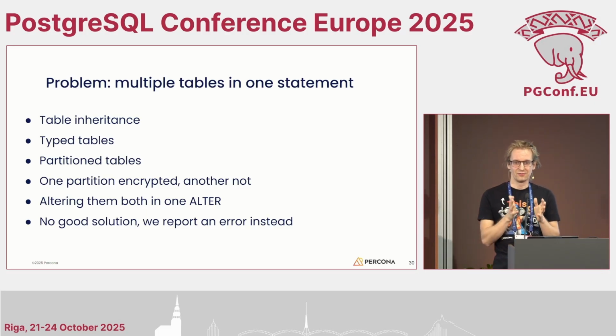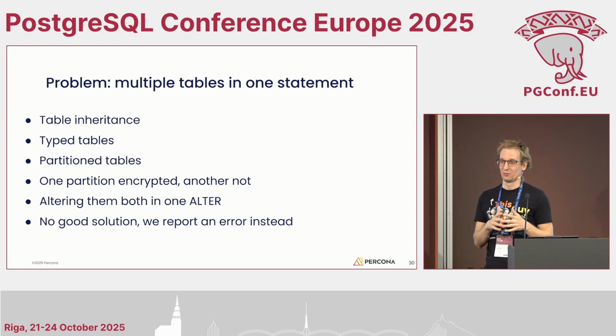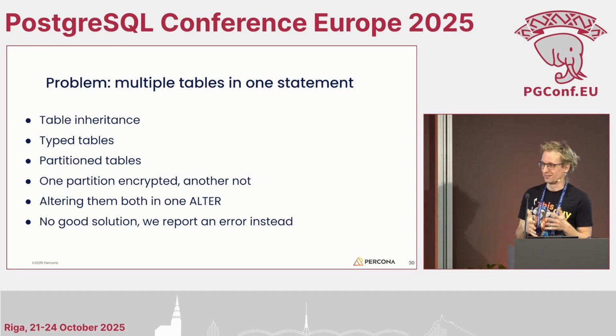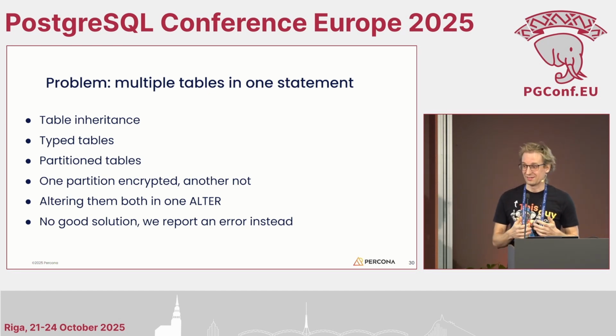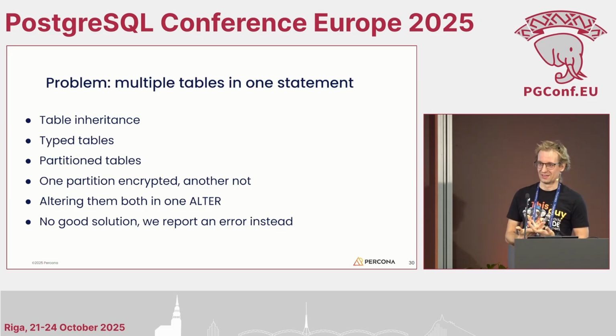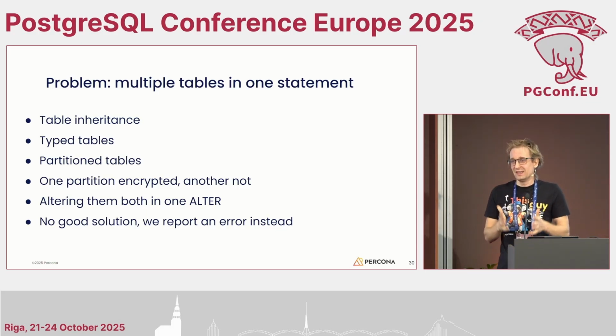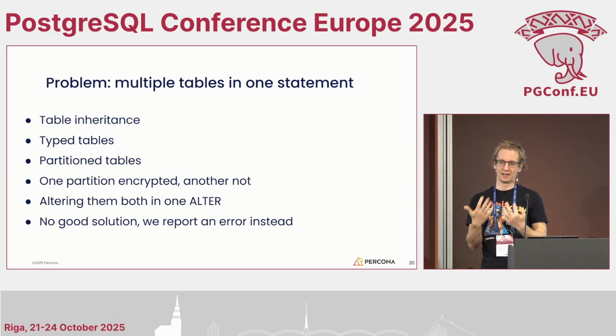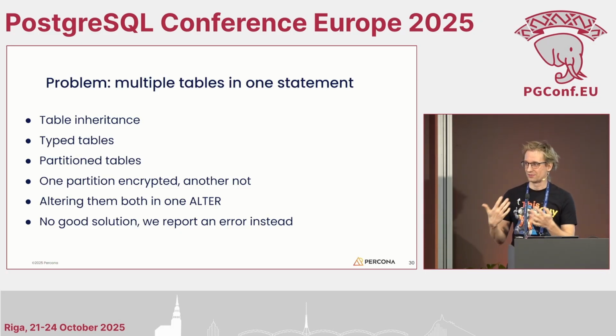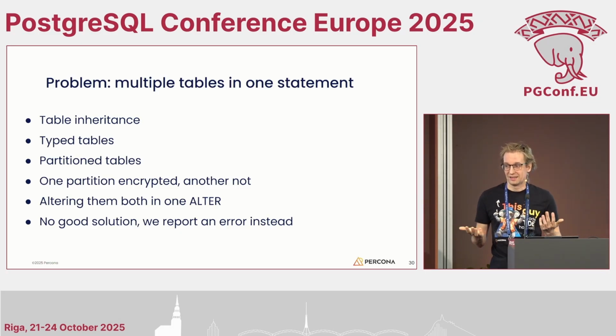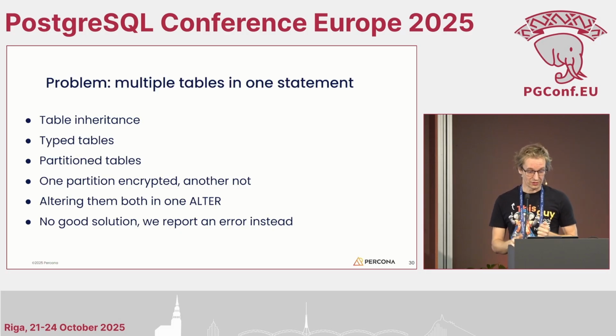But fortunately, this is a very rare and specific use case, so we decided to just report errors for this instead of corrupting the data or accidentally writing plain text records for things that should be encrypted. Because in every case, it is very easy to rewrite these statements differently so that they only work on parts of some of the tables at a time, and then everything will work out correctly.